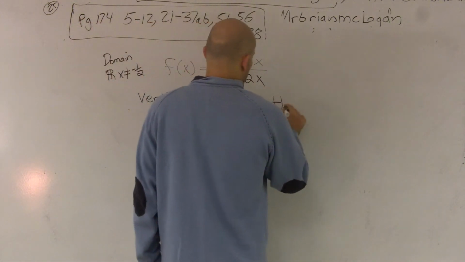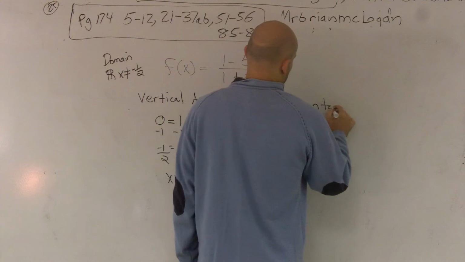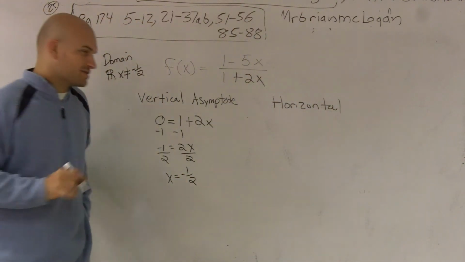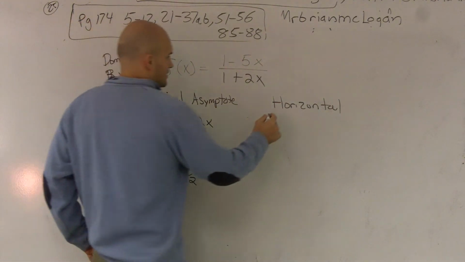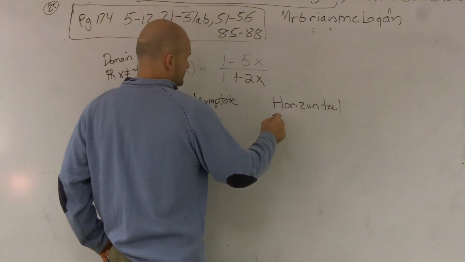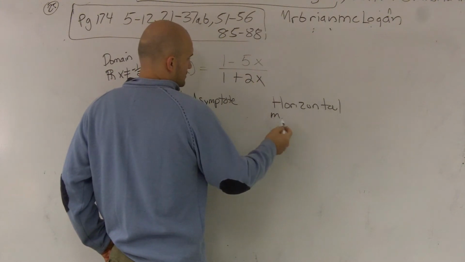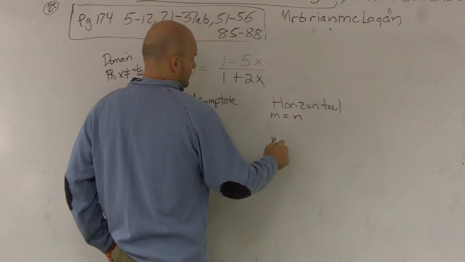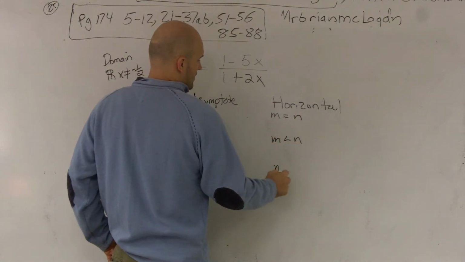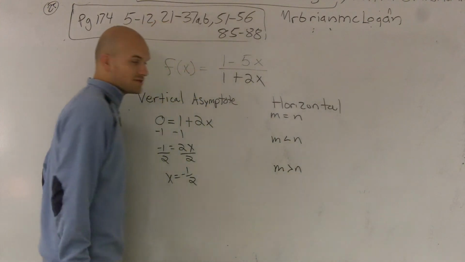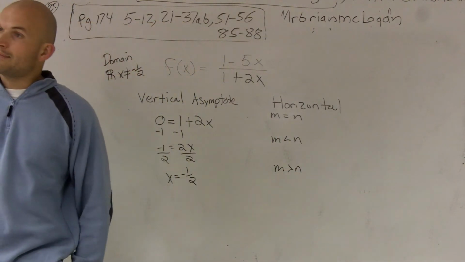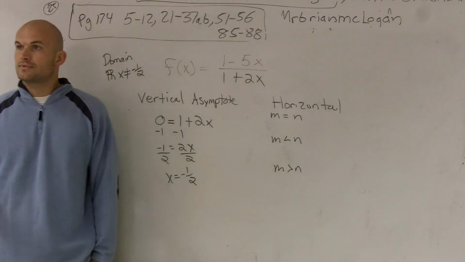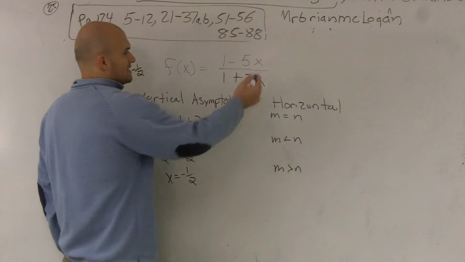Then, if we want to find the horizontal asymptote, there are a couple of rules we need to look at. I'm just going to write some arbitrary values: m is equal to n, m is less than n, and m is greater than n. I know a lot of you are asking, what the heck are m and n? Well, when you have a polynomial, you look at your leading term, your leading coefficient.